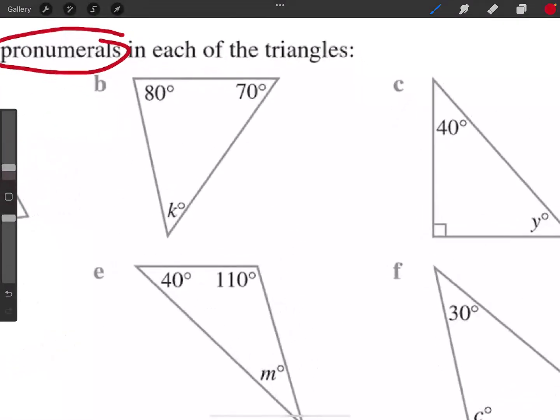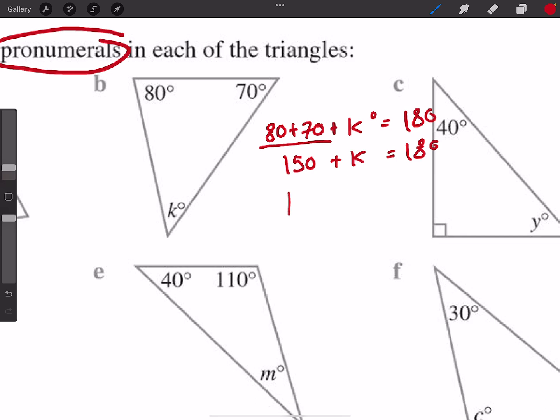Okay, same thing. So we're going to add 80 plus 70 plus the angle K is equal to 180. 80 plus 70 will give you 150. So 150 plus K is equal to 180. So therefore K is equal to 180 take away 150 degrees. And now it has to be 30 degrees. There you go.